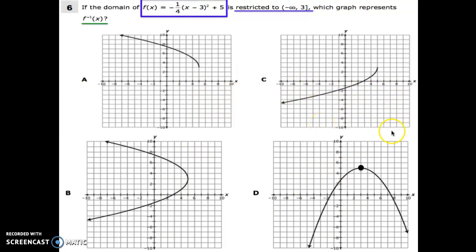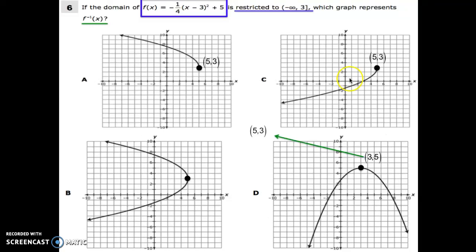So I might want to start with the vertex. Vertex is going to be the most important thing for these U-shaped parabolas. This is 3, 5. Remember that for inverses, just like in question 1 of the first packet, we switch the coordinates. So 3, 5 becomes 5, 3. So on A, B, and C, I'll plot the point 5, 3. They all have the point 5, 3.